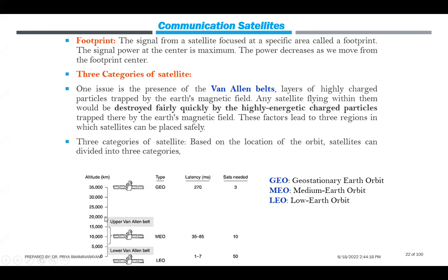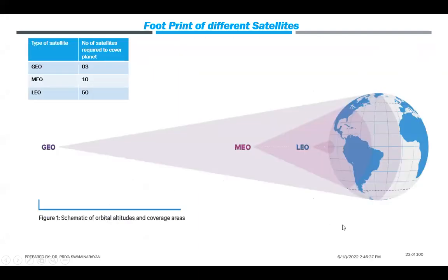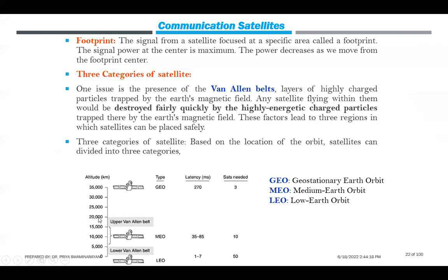If our satellite is launched between 20,000 to 35,000 altitude, then that satellite is a GEO satellite. And this is the range for MEO, and this is the range for LEO. Now, in this figure, you can see this is GEO. Now, for a GEO, the distance is 20 to 35,000 kilometers.